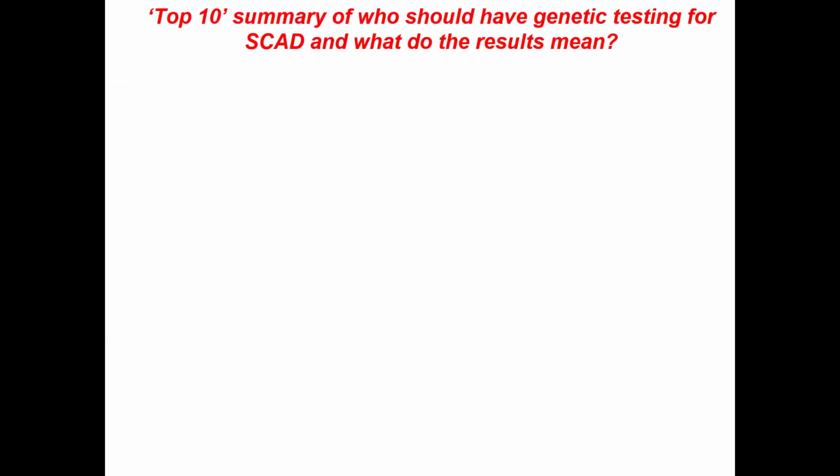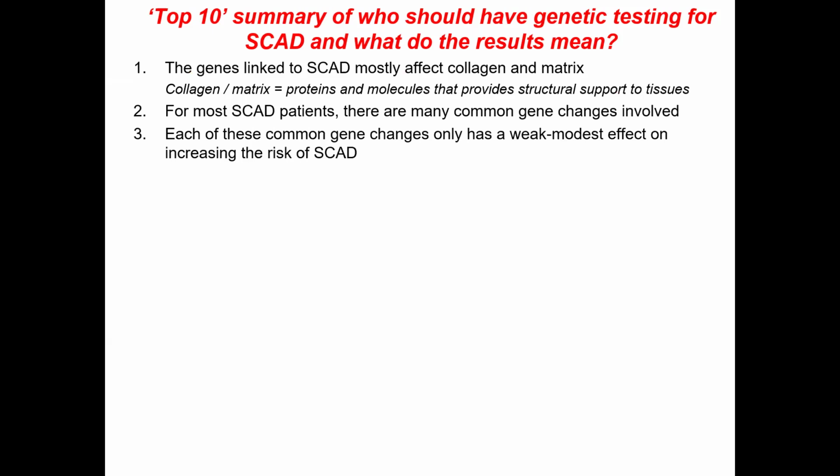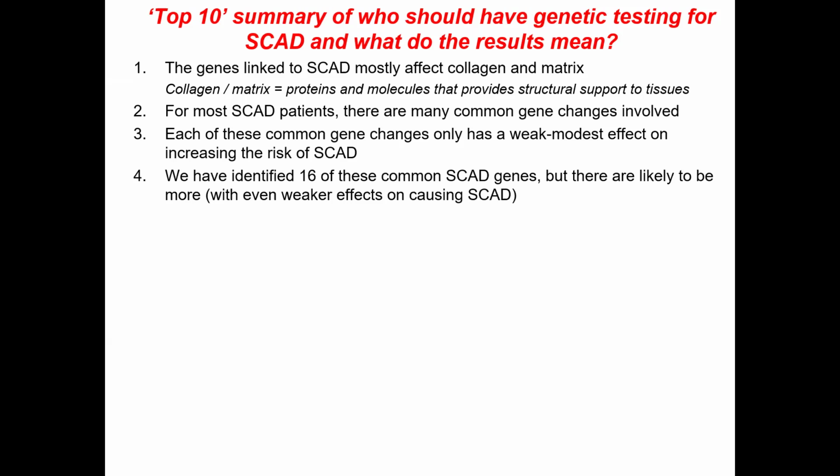So to summarise my talk then for you and give you a top 10 of who should have genetic testing for SCAD and what the results mean. Number 1 is that the genes linked to SCAD mostly affect collagen and matrix. And collagen and matrix, these are proteins and molecules that provide structural support to tissues. For most patients with SCAD, there are many common gene changes involved. Each of these common gene changes only has a weak to modest effect on increasing the risk of SCAD. We've now identified a total of 16 of these common SCAD genes, but there are likely to be many more with even weaker effects on causing SCAD.